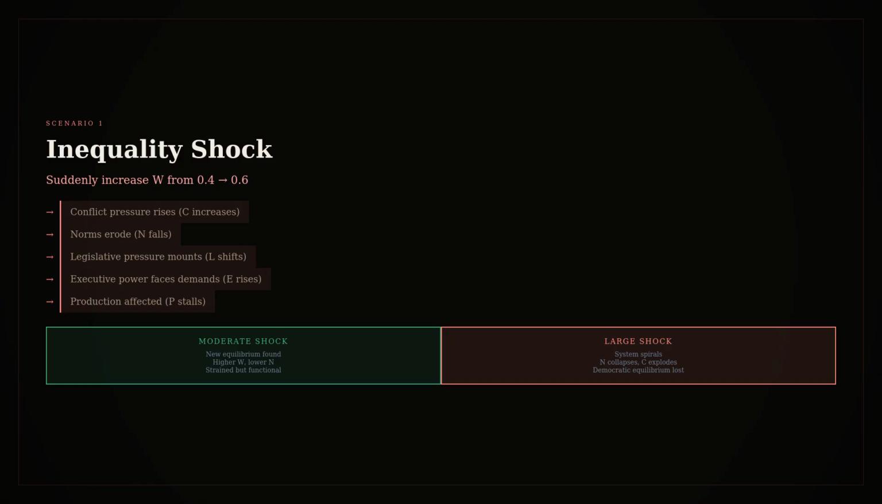The gap between rich and poor widens. C increases. Higher conflict erodes norms. N begins falling. Trust declines. Institutions strain. Legislative pressure mounts. L shifts toward redistribution, but slowly. Gamma isn't high enough for instant response. Executive power faces demands for action. E may rise as the executive tries to manage the crisis.